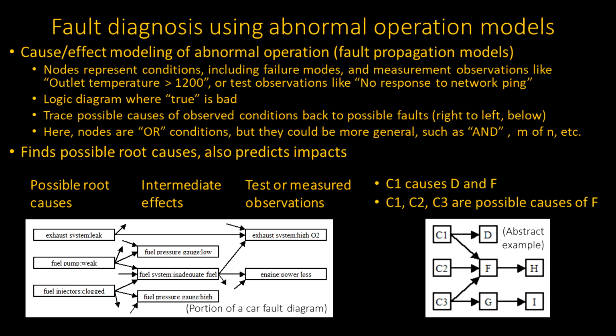You can think of this as kind of a logic diagram where true is bad. So if you imagine things lighting up in red indicating you have a fault or you have a problem, when you go true, that's what happens. You get the bad indication. And what you really try to do is, given a set of observed conditions, mostly toward the right-hand side of this diagram, you work your way back to the possible faults and figure out what they are.